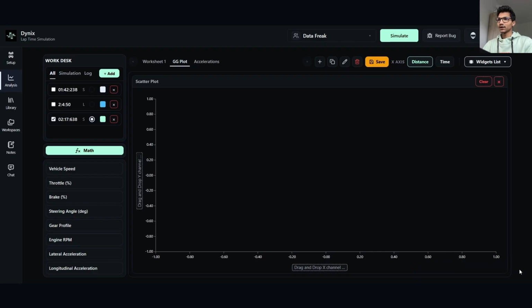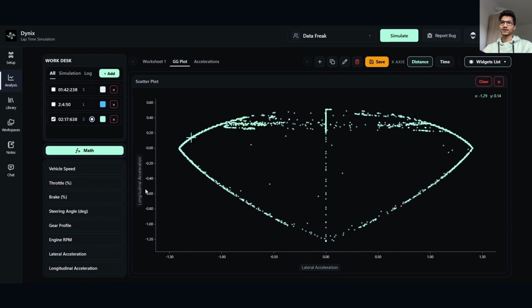A GG plot is an XY plot of accelerations. On the horizontal axis, we put lateral acceleration, which shows how hard the car is cornering left or right. On the vertical axis, we put longitudinal acceleration, which shows how hard the car is braking or accelerating. Every dot is one instant from the lap.